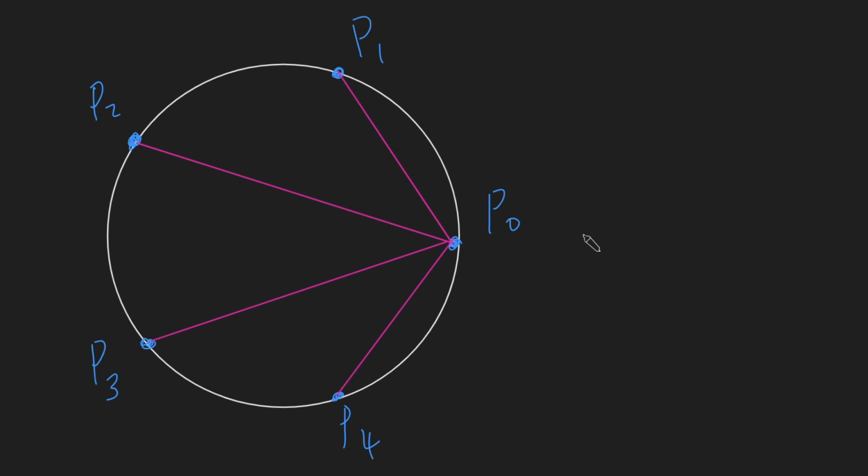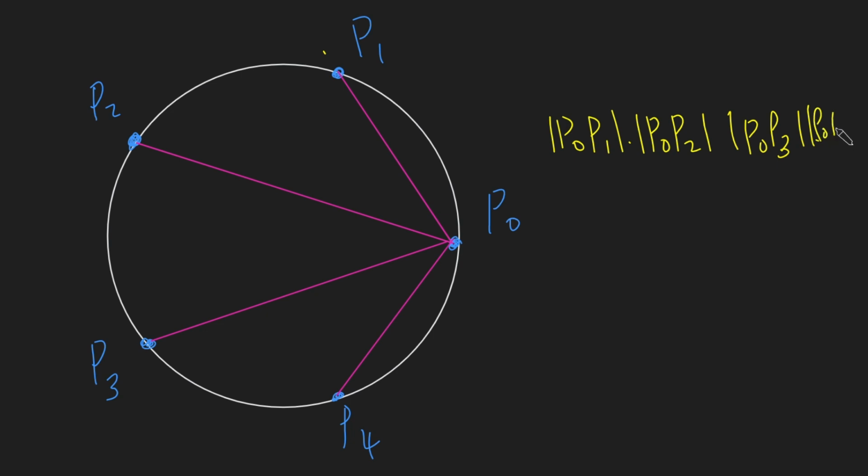I've got a cool geometry problem. We have 5 equally spaced points around a circle of radius 1, and I've connected one of those points to each of the other 4 with these pink lines here. What we want to know is what is the product of the lengths of these 4 lines. So what's P0P1 times P0P2 times P0P3 times P0P4.